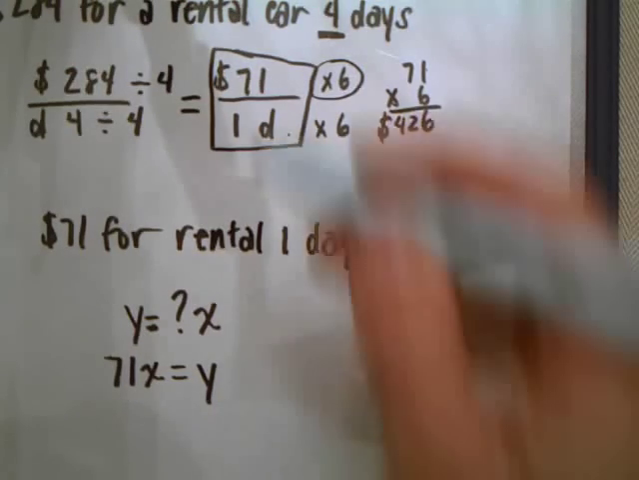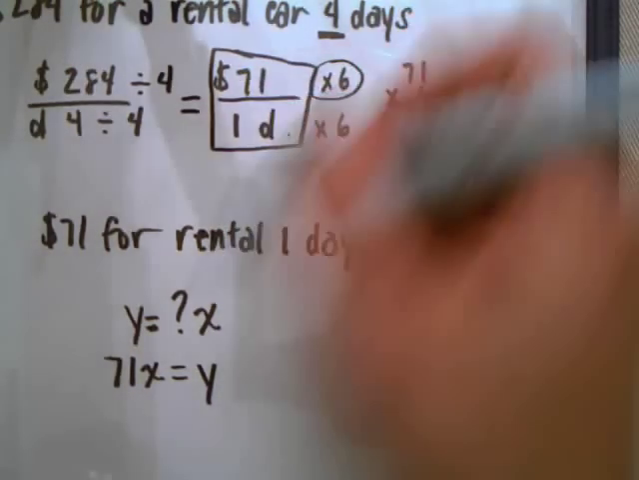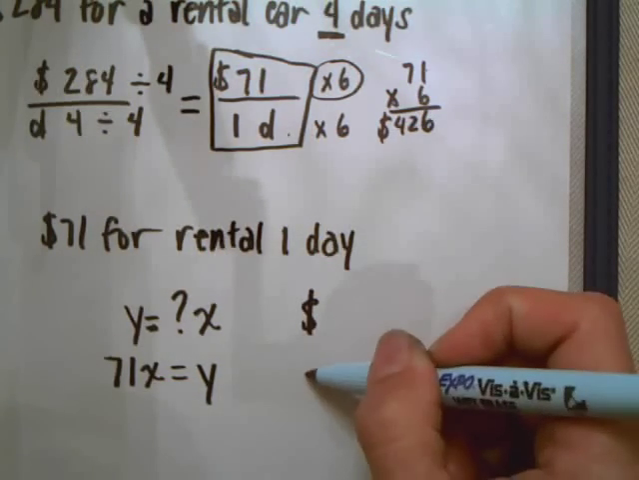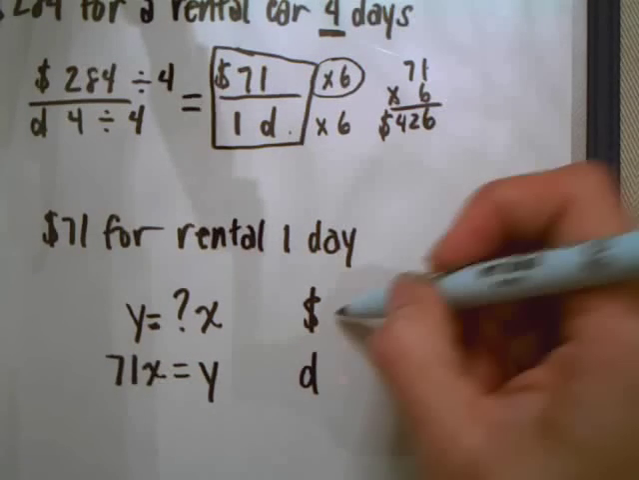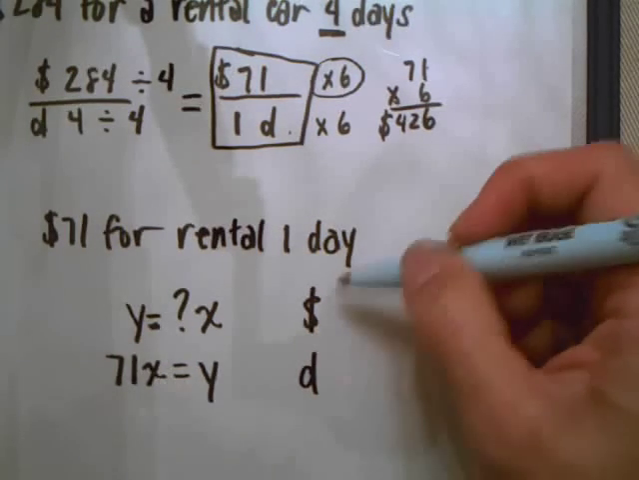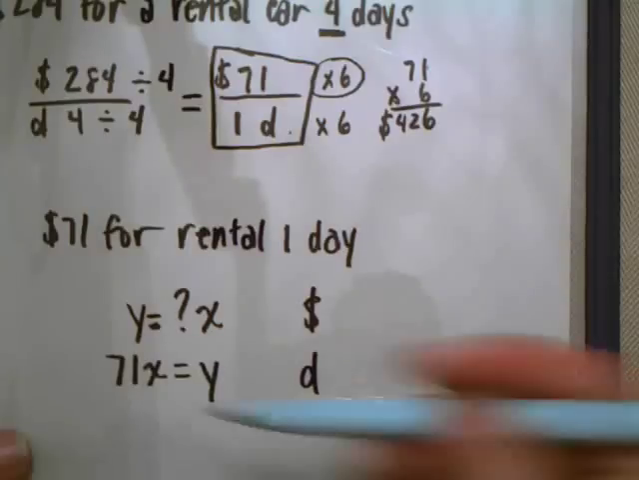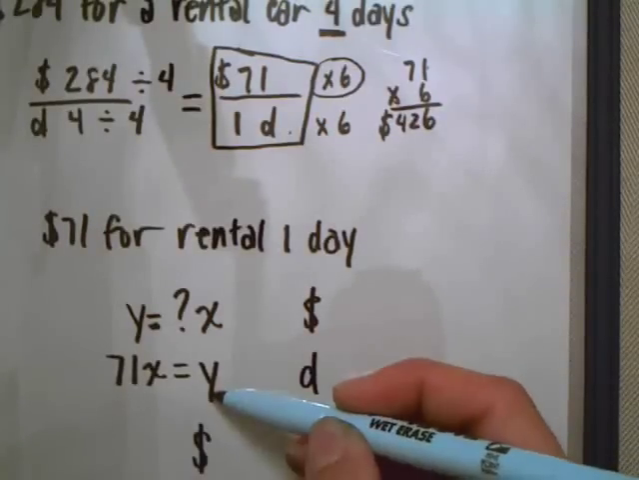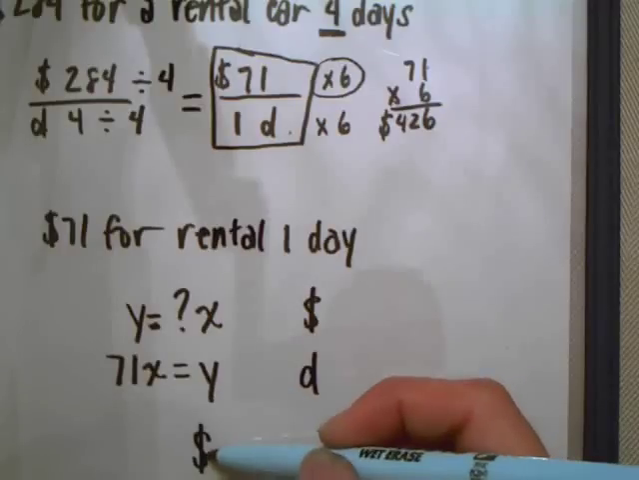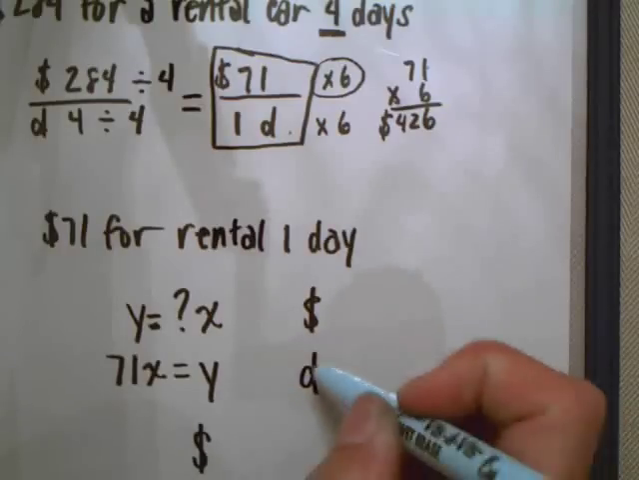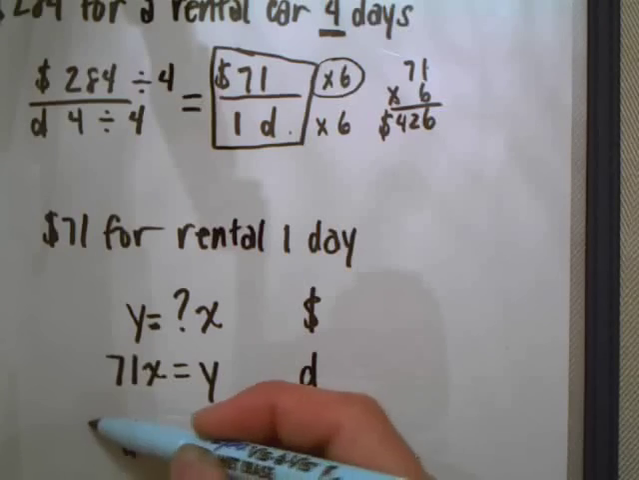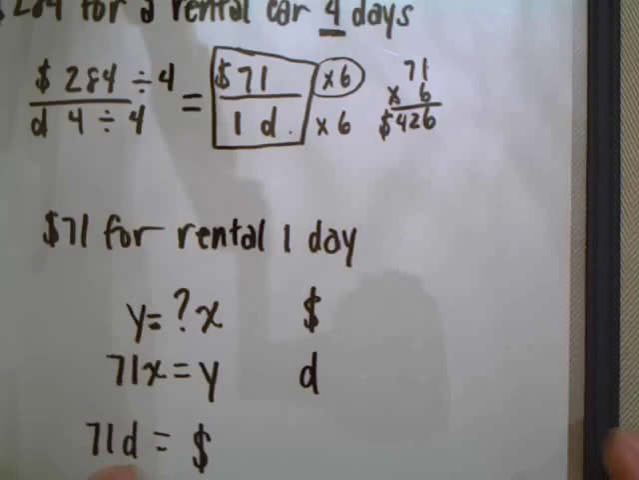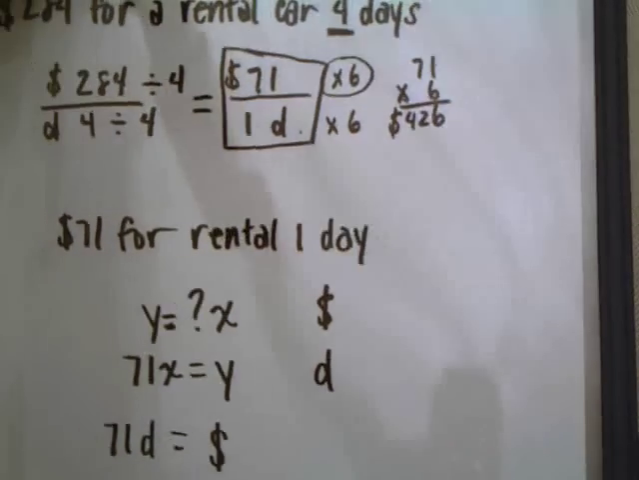So let's see if we can figure this out. Instead of using x's and y's, I'm just going to use the dollar sign and the D for days. The only reason I'm not using a D for dollars is because that's too confusing, since both of them would be D's. So what I'm trying to figure out is the total cost, which is going to be in dollars. Then I'm going to take the days over here and multiply them by 71 in order to get the total cost. So this is what I think my formula is, but let's see if this works out.